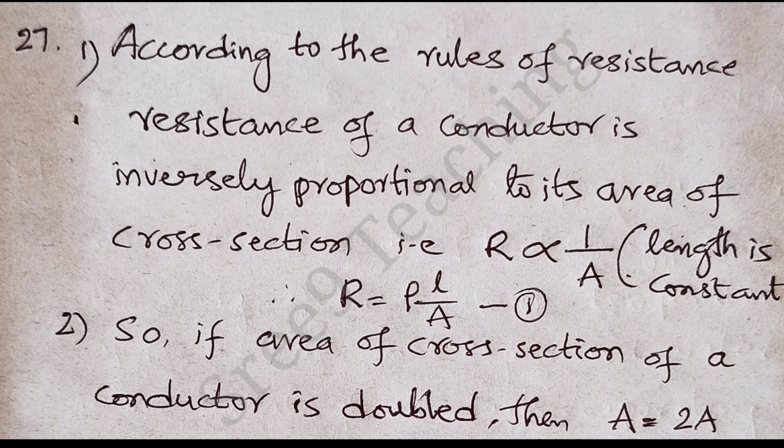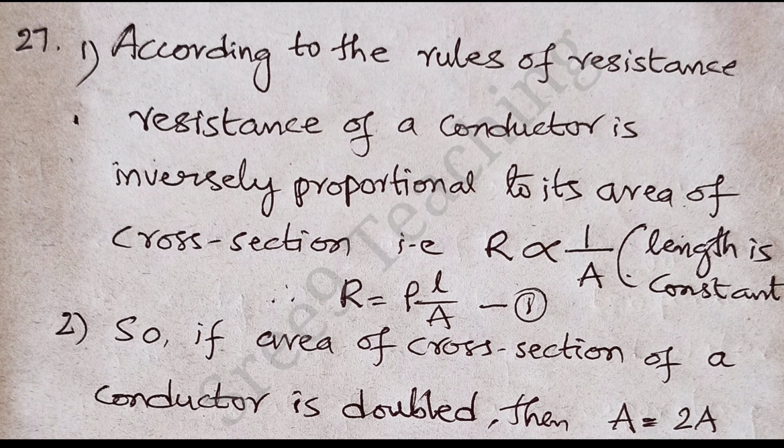If the cross-sectional area of the conductor is doubled and length is not changed, what happens to the resistance? Now see here the answer. According to the laws of resistance, the resistance of a conductor is inversely proportional to its area of cross-section. That is, R is proportional to 1 by A, provided length is constant.